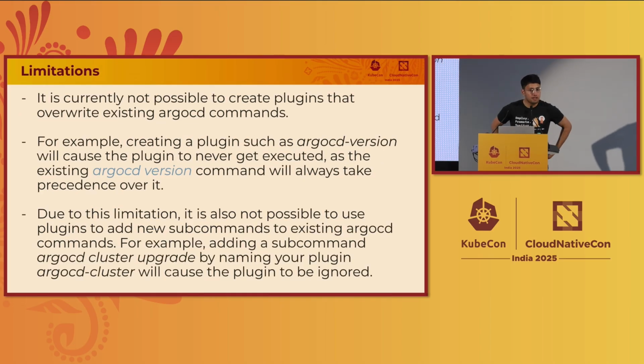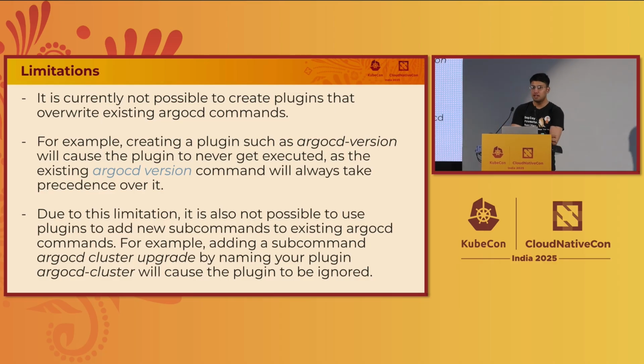So what are the current limitations of this feature right now? It is currently not possible to create plugins that override existing ArgoCD commands. What I mean by that is, let's say you have an existing subcommand such as ArgoCD version, which gives you the version of ArgoCD. But now you want to make some changes to this behavior, so you create a new binary called ArgoCD hyphen version and put it in your system's absolute path. It's not going to work.